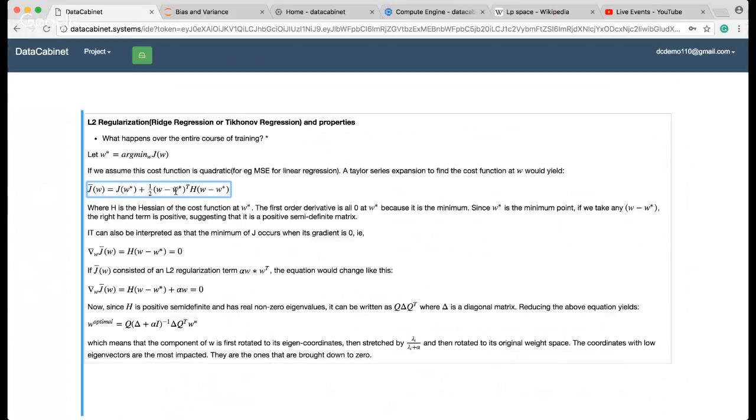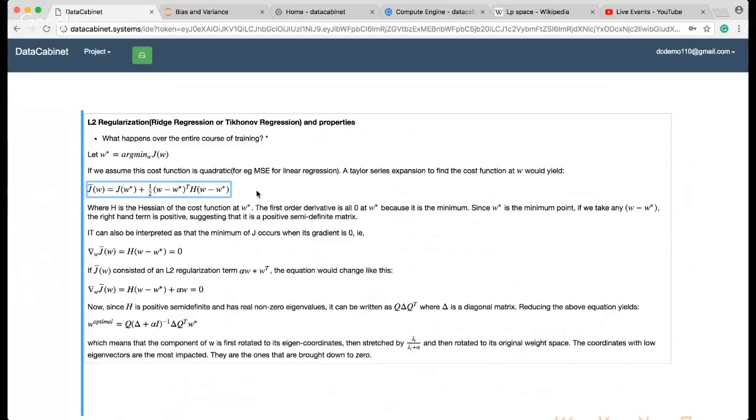Because it's a quadratic in W and W star is the minimum point, in 2 dimensions you can think of it as a parabola with a minimum point, and then you are trying to get the value at any W, and you get W minus W star, H, W minus W star.